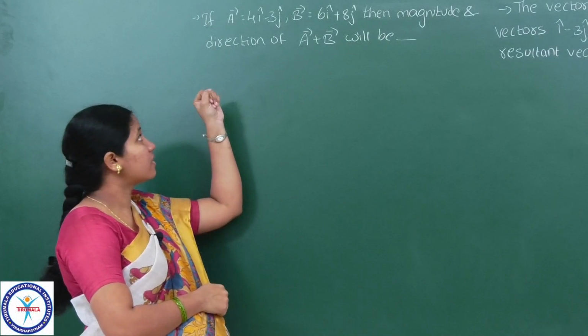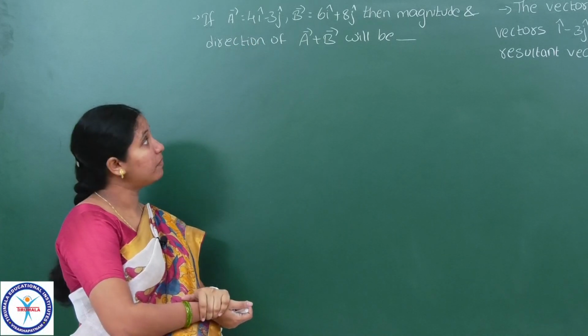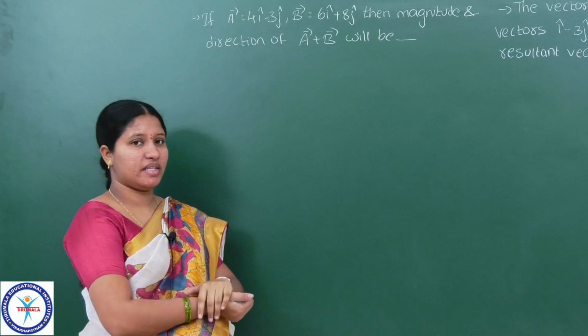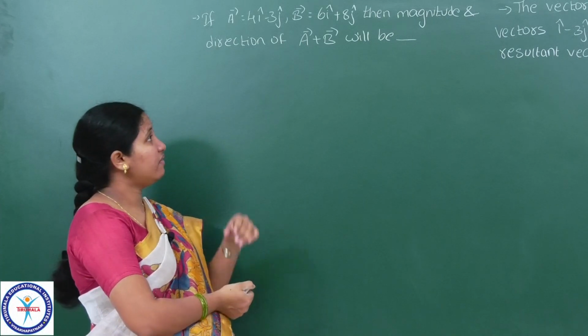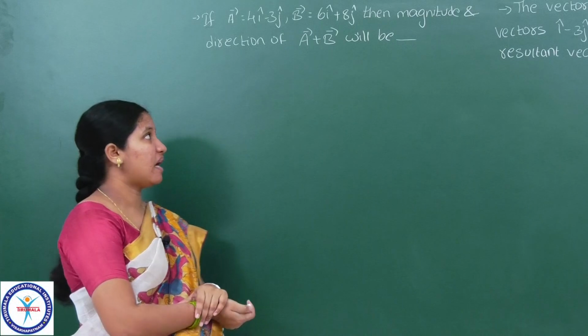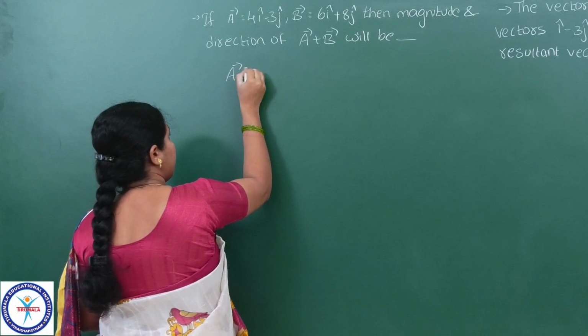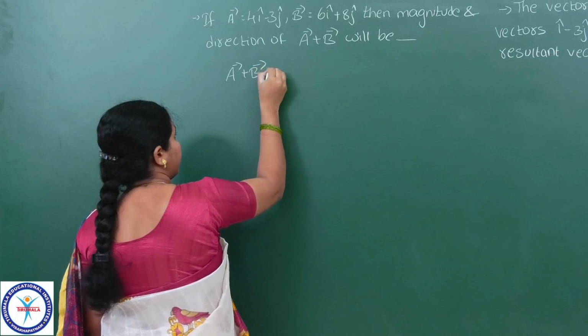So the problem is, if A bar equals 4i cap minus 3j cap and B bar equals 6i cap plus 8j cap, then find the magnitude and direction of A bar plus B bar. So first we need to find A bar plus B bar.